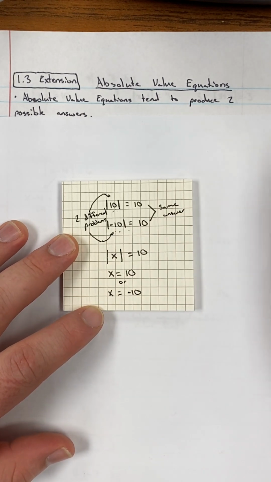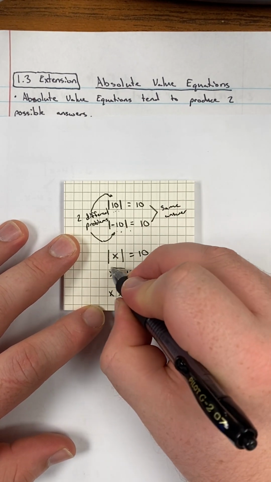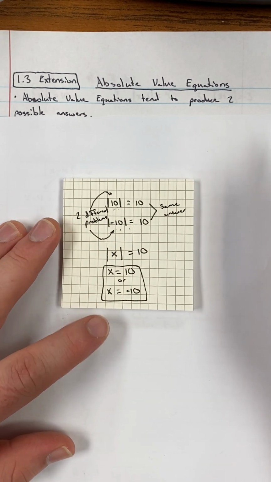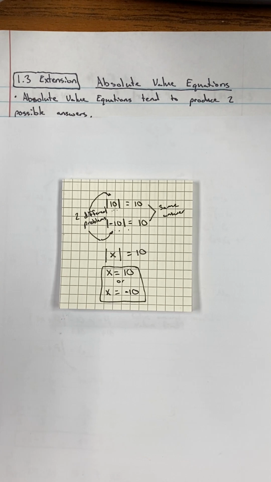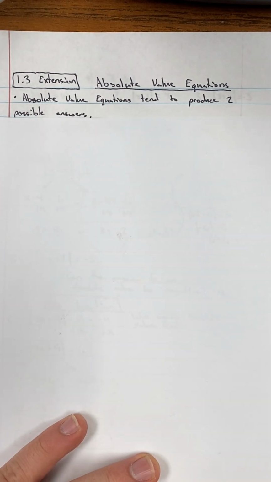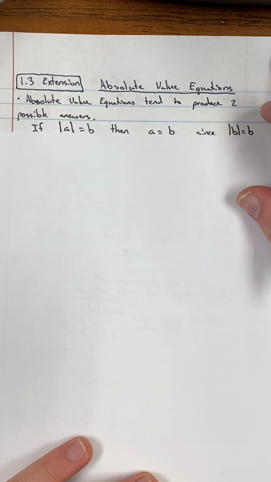Okay, so notice when you're solving for x and x is inside the absolute value, you have two different answers that you could have. And that's totally fine. In math, sometimes there are two different answers to the same problem, right? That happens all the time. Okay, so let's go ahead and take some examples and see what we can do.